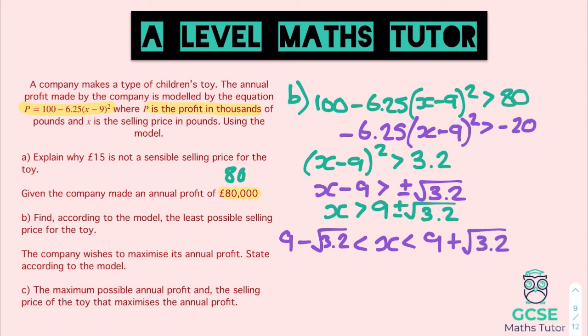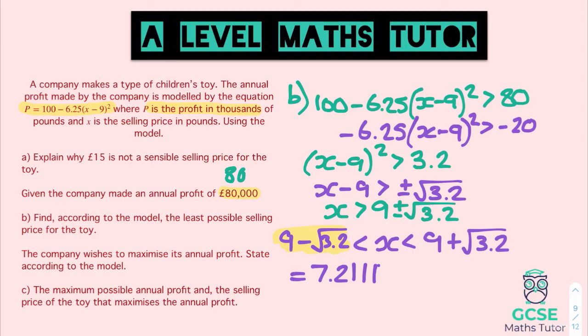So if we want to find the least possible selling price, clearly we want the least possible value there, which is going to be 9 take away the square root of 3.2. If we stick that number into the calculator, 9 take away the square root of 3.2, that gives us an answer of 7.2111, and lots of decimals here. Obviously we're talking about money, so we want to round this to the nearest penny, but you've got to think carefully. If we round this to the nearest penny, that's going to be £7.21. But our lowest possible selling price is just over £7.21. It's £7.21 with that extra 1 and the decimals after that.